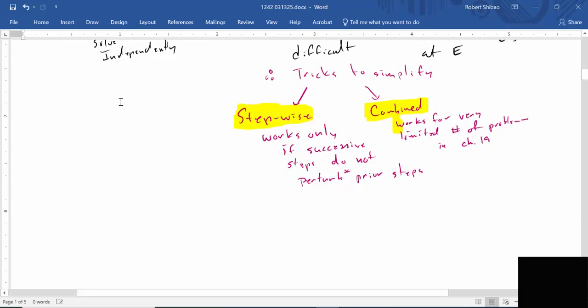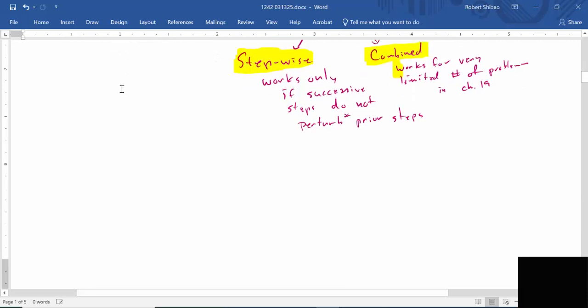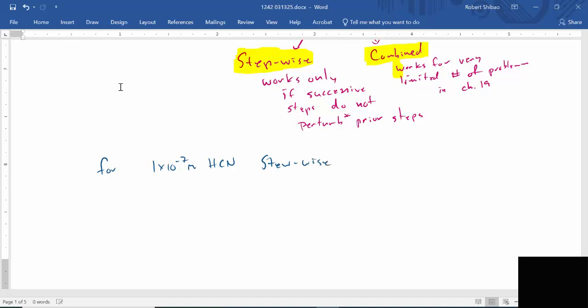So what happened in this last problem was the stepwise failed. For 1 times 10 to the minus 7 molar HCN, the stepwise trick failed. Therefore, we must solve simultaneously.